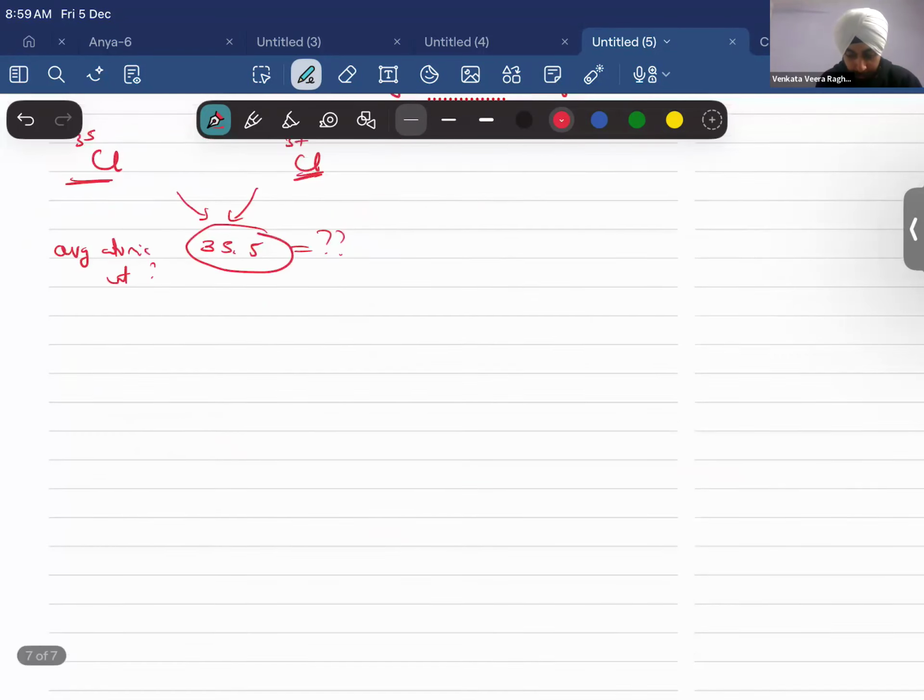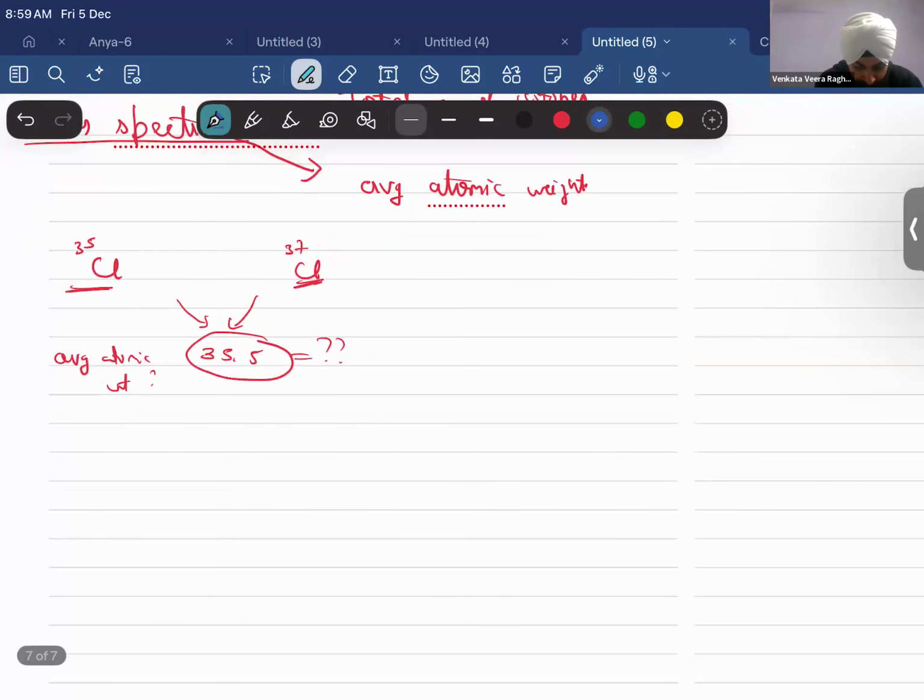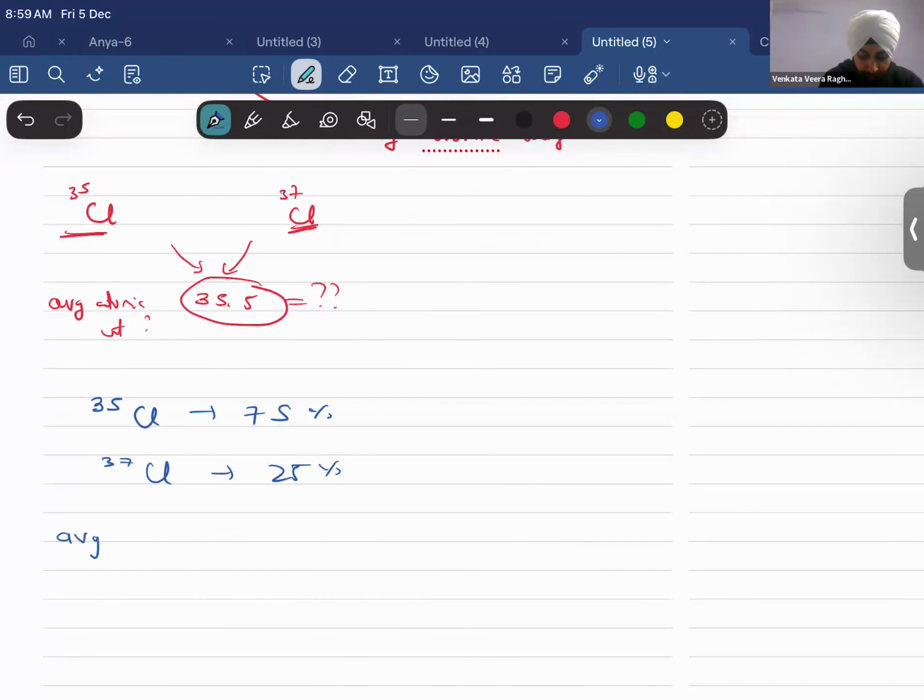Don't worry. Let me say that first of all, let us say in nature we have 35Cl as 75% and 37Cl is 25% only. So I want to find out the average atomic weight for Cl. Average atomic weight of Cl. What will it be?